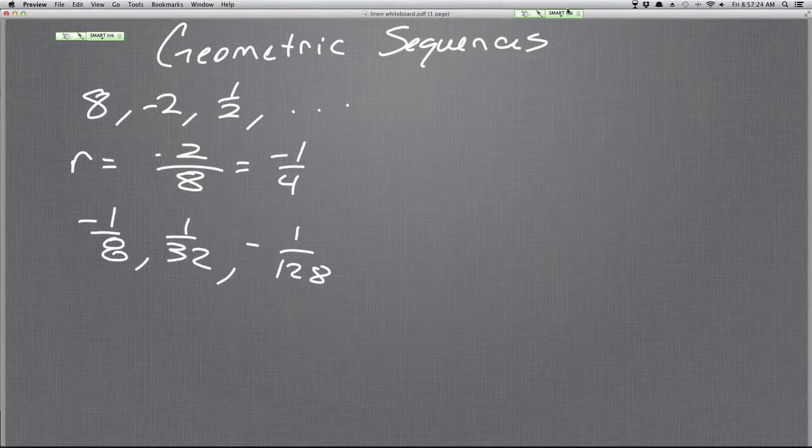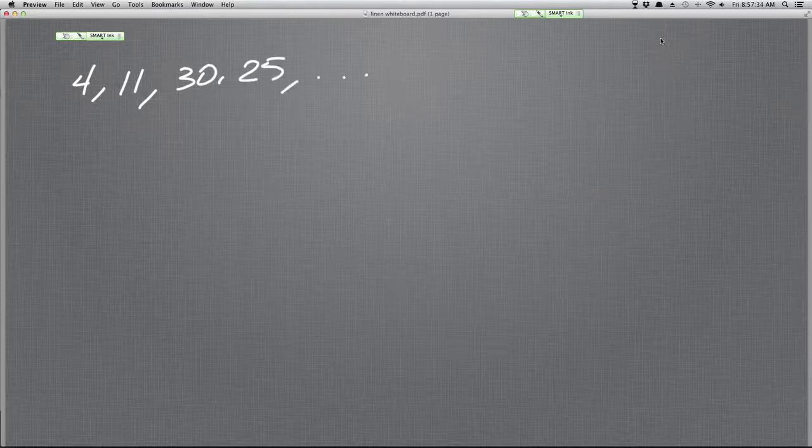Alright, another example. This time I have 4, 11, 30.25, and so on. The first thing I need is my common ratio, which is 11/4, and since they gave me a term in decimal form, I probably ought to put my ratio in decimal form. So that would be 2.75.